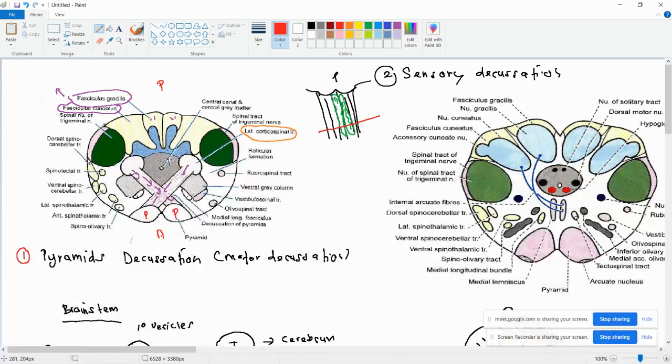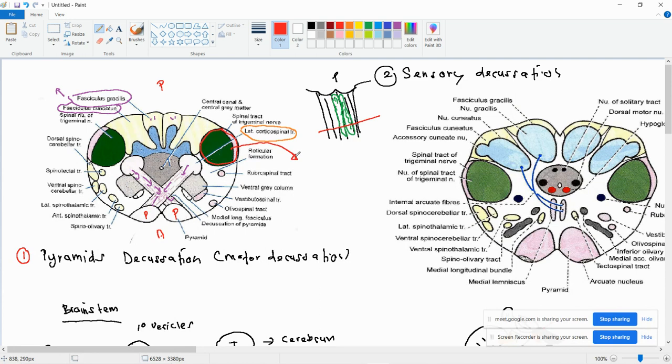Posterior to the fasciculus cuneatus, can you see this nuclei, class? This structure, a very big structure over here, lateral to the fasciculus cuneatus. This structure basically consists of two structures, which belong to the trigeminal nerve.